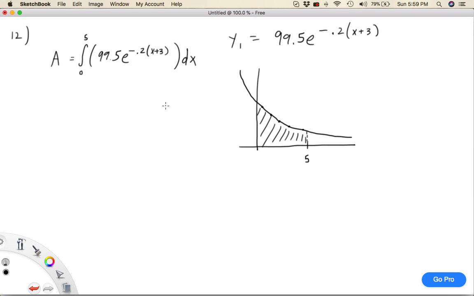Okay. We have a constant of 99.5. We can factor that out already. So we've got a 99.5 integral from 0 to 5 of e, and then I'm going to distribute that negative 0.2. So we've got an e to the negative 0.2x plus, minus 0.6.